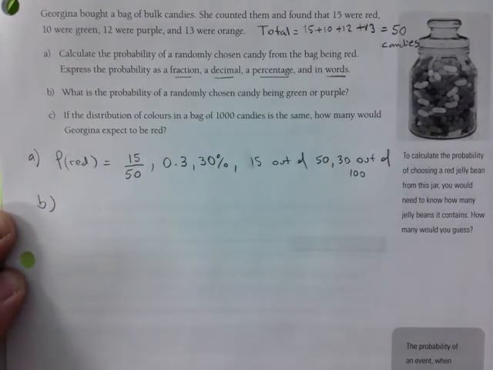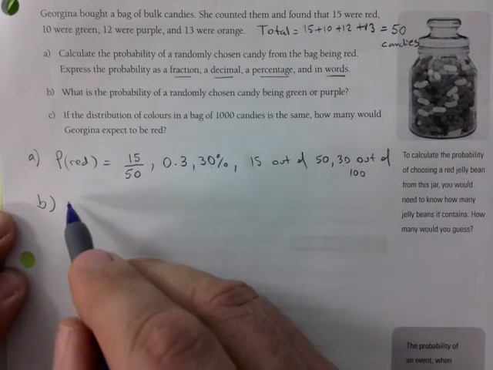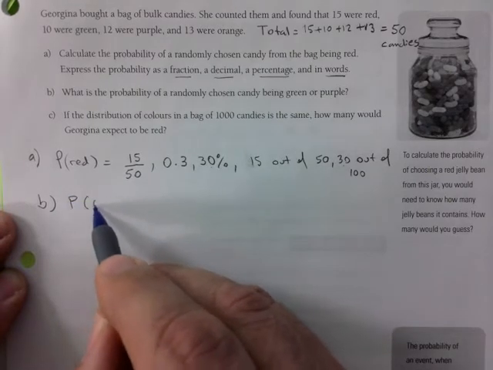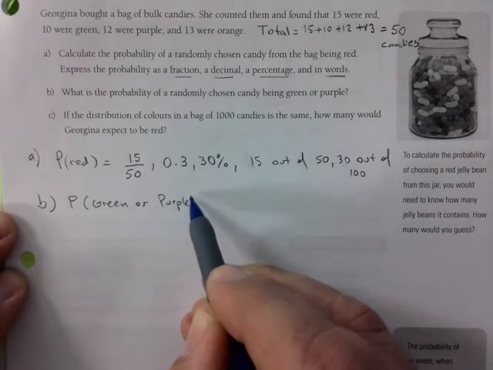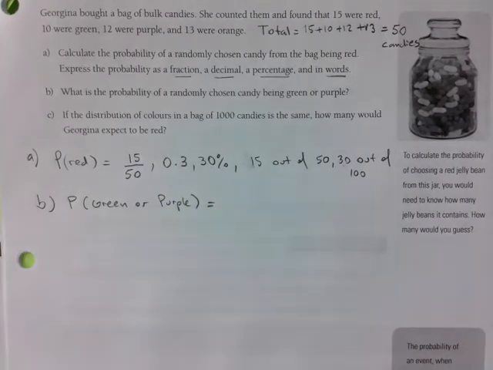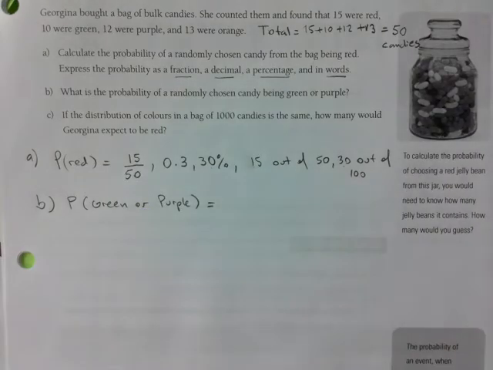What is the probability of a randomly chosen candy being green or purple? This is a little different, right? Green or purple. Make sure you write this down, okay? I don't know if people have told you as teachers, or in math, out of adding, subtracting, multiplying, and dividing, what kind of operation is "or"? Or is actually adding, especially in probability.